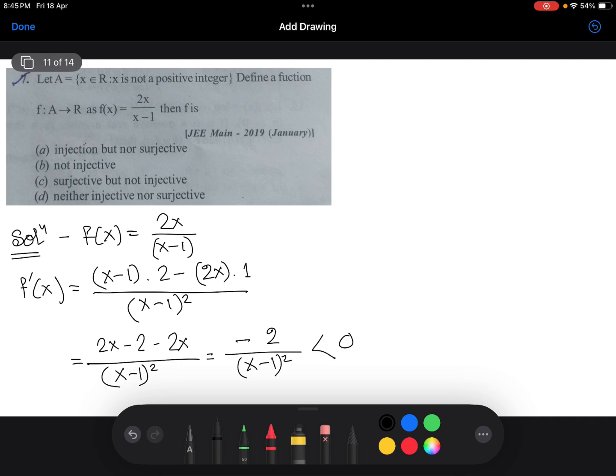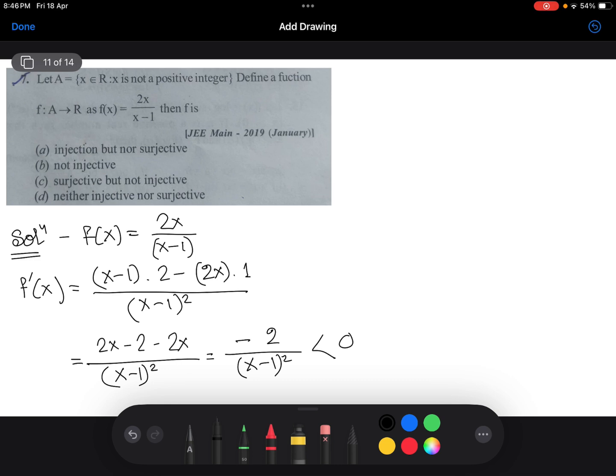Why? Because listen, (x minus 1) whole square will always be greater than or equal to 0, because (x minus 1) whole square will be 0 only for x equals 1, but we see that 1 is not in the domain. X cannot be a positive integer, so 1 cannot be. For any other value, (x minus 1) whole square will be a positive quantity. We have minus 2, which the negative sign will change to negative. So f dash x will be less than 0 throughout its domain.